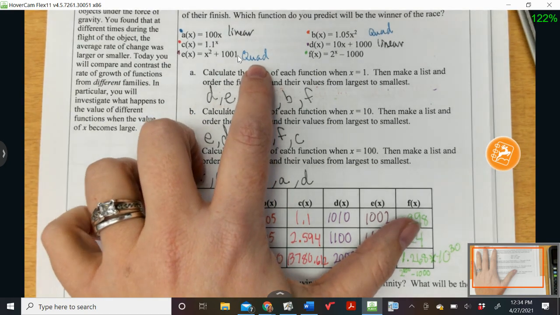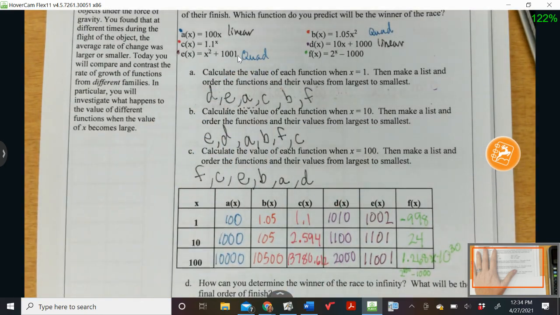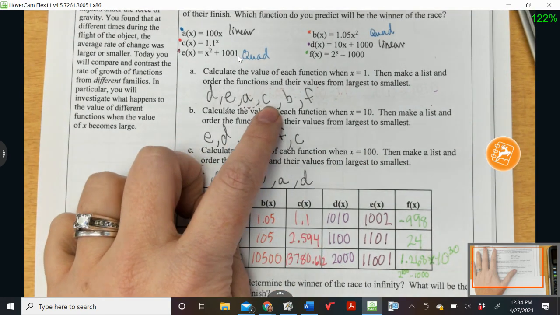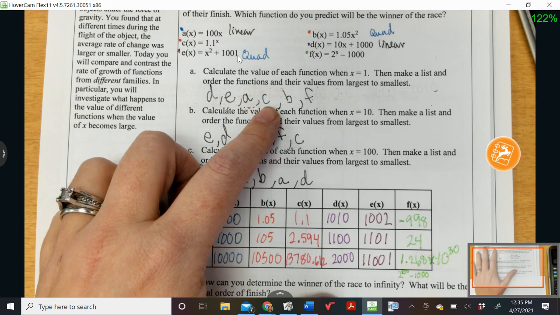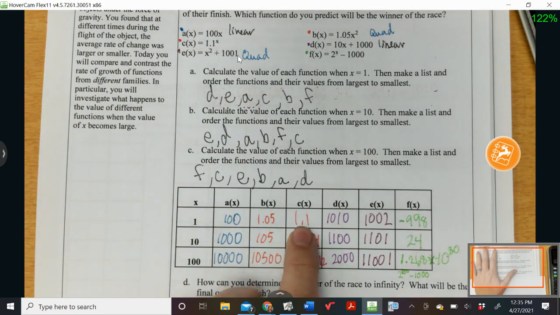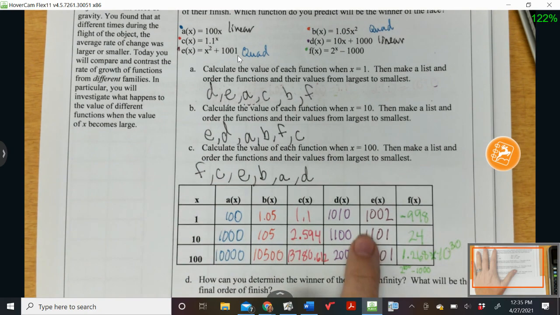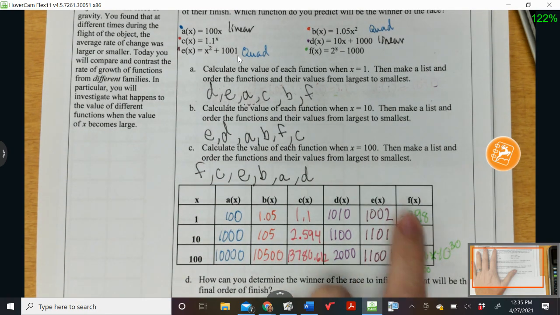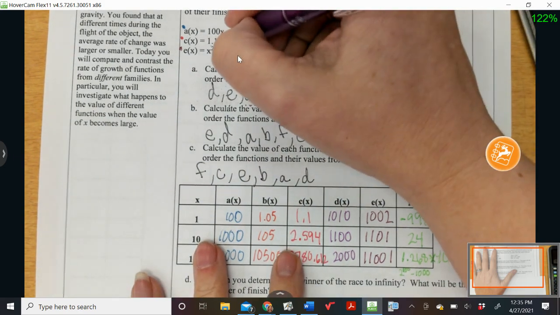They're both quadratic. And then my last two equations, which started out slow. I mean, seriously, C was in the middle of the pack. And then it ended up second. And F was last. And then first and second, these are both exponential.